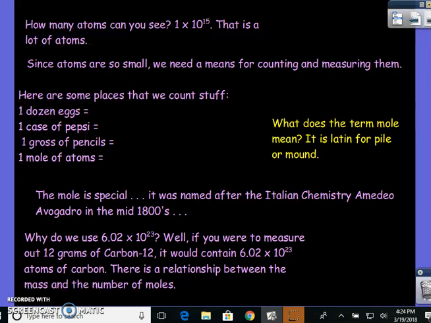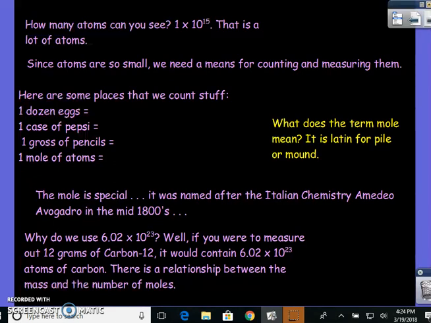Okay, so let's put that in perspective. 10 to the 9th would be a billion. And if you get much beyond that, I'm pretty much useless as far as these numbers because they're so astronomical. The bottom line, it's a lot. And since atoms are so small, we've got to have a way to count them and measure them as we're working in the lab. Now, this is not new. We do this all the time. For example, you've got a dozen eggs, a case of Pepsi, a gross of pencils, and then a mole of atoms.